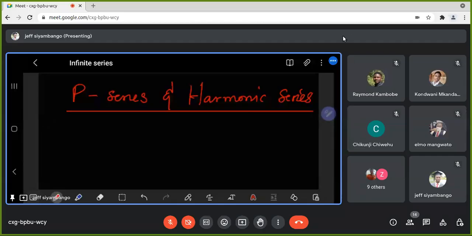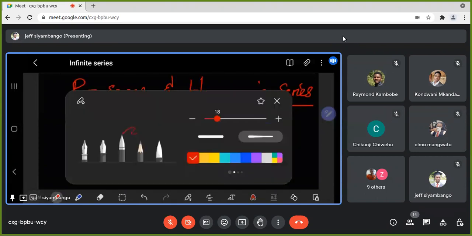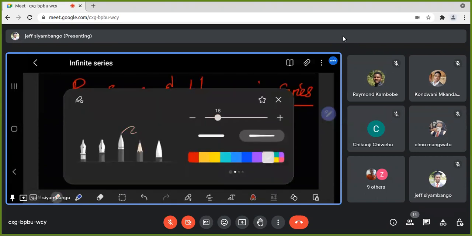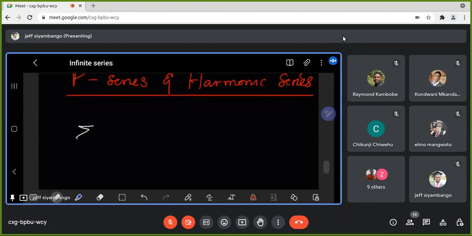Well, when it comes to the P series, the first thing I want you to be able to identify is its structure. For this one, here's how it looks. Firstly, it's a sum as well. And the first difference that you observe compared to the geometric series is that, unlike the geometric series, the P series starts from n equals 1 and goes all the way up to infinity. And this is for 1 over n to the power p.